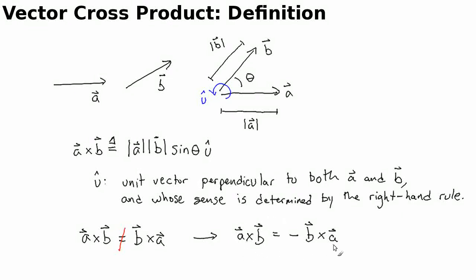And so here I've written a very useful property, which is that we can reverse the order of the cross product by introducing a minus sign.